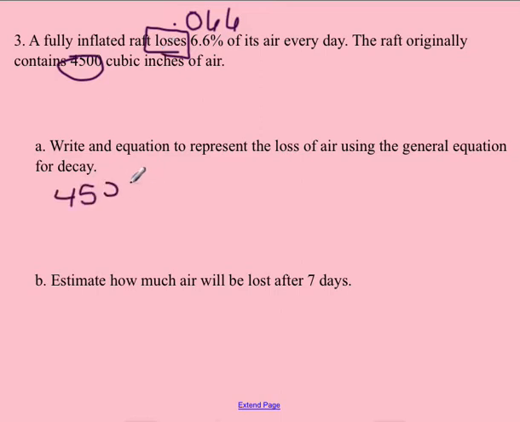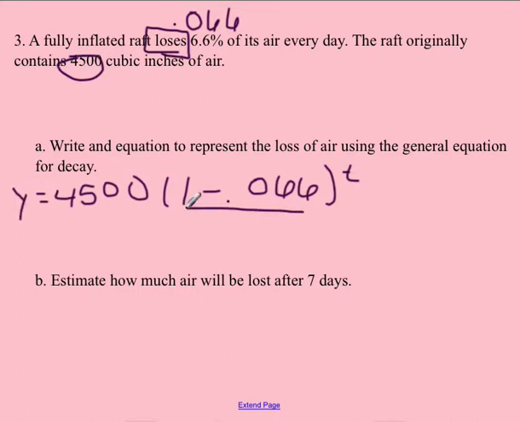So we're starting with 4,500 cubic inches of air, and then we're losing, so I'm going to use decay. So 1 minus 0.066 to the t power, because right now we don't know how much time is passing. We're just writing our equation. Now to actually write the equation, I'm going to subtract that out, because that's pretty easy to subtract, and I don't have to worry about rounding anything. So I get 4,500, and then 1 minus 0.066, and when I subtract that, I end up getting 0.934, and that's going to be raised to the t power.